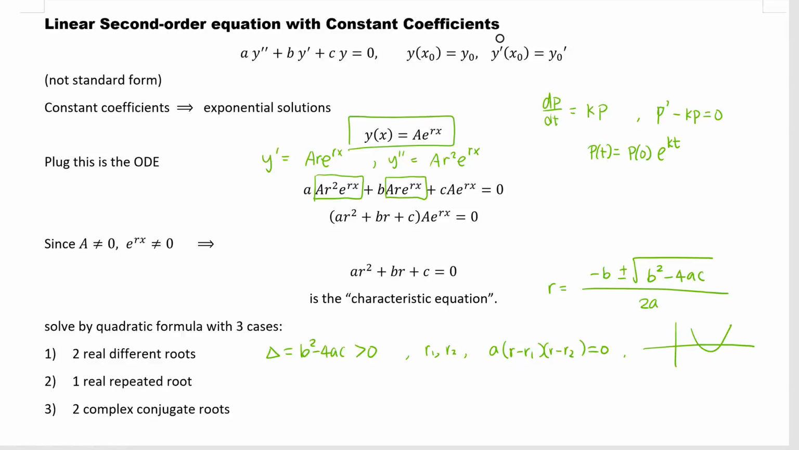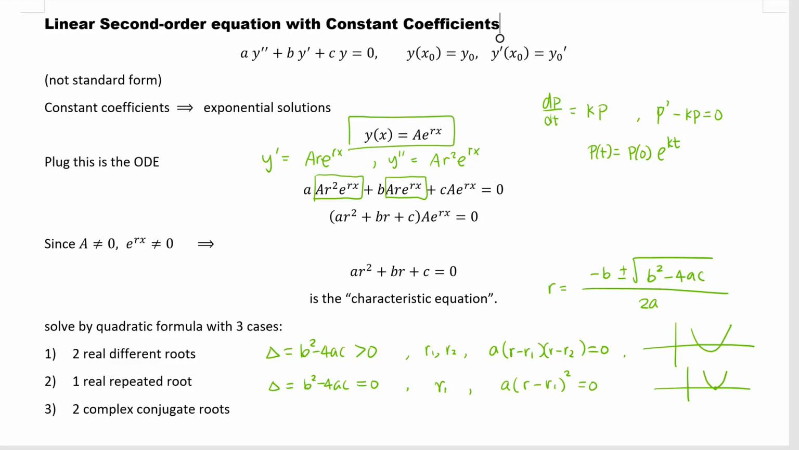Next, repeated roots is when the discriminant is 0. That is, we only have one real root. Let me call the real root r1. So it looks like r minus r1 squared. And the picture is that you just touch the x-axis, so we have one x-intercept.